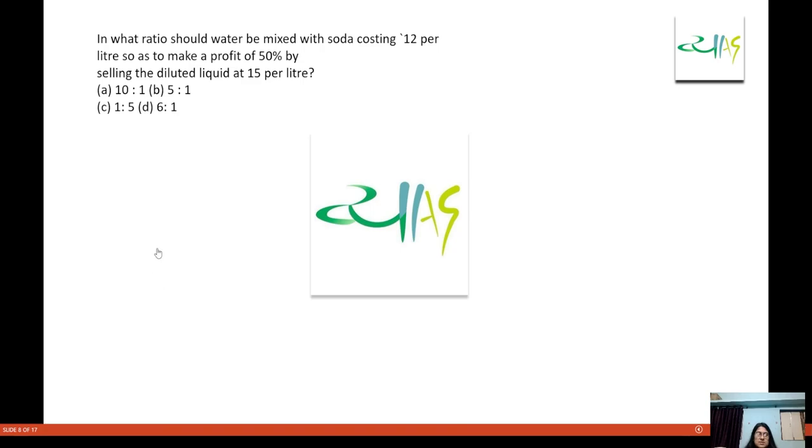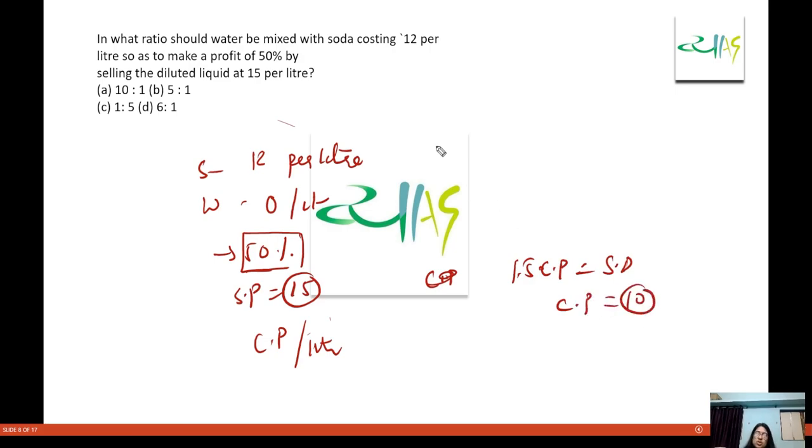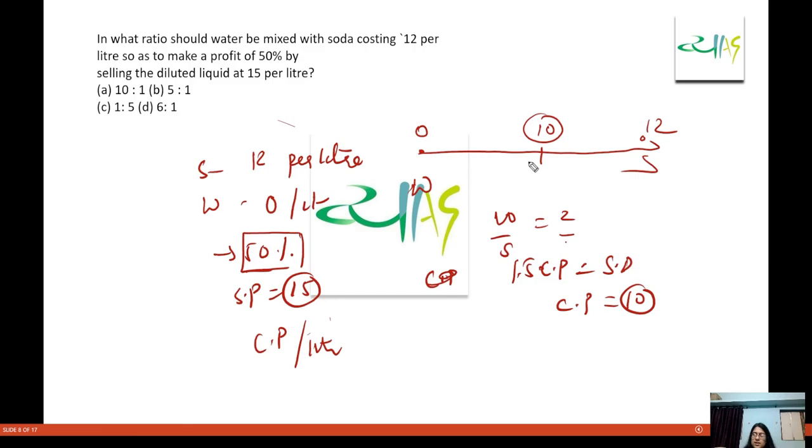I hope everybody understands this concept. See what happened here. It is saying that we are buying soda at rupees 12 per liter, and water obviously at 0 per liter, and I have to make a profit of 50% if my selling price per liter is 15. So what is my cost price per liter? With 50% profit, 1.5 times the cost price is equal to the selling price. So I got my cost price as 10. Now, obviously, this is the average between these two. This is water, this is soda, 0 and 12, and the average is 10. So you have 1 is to 5. I hope everybody is clear with this concept as well. Now let's move forward.